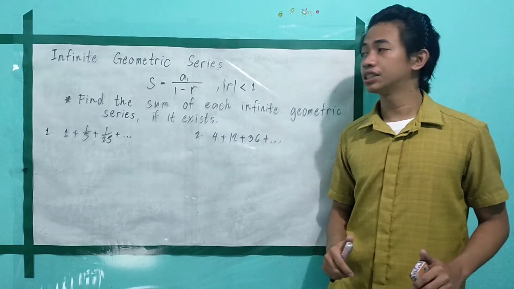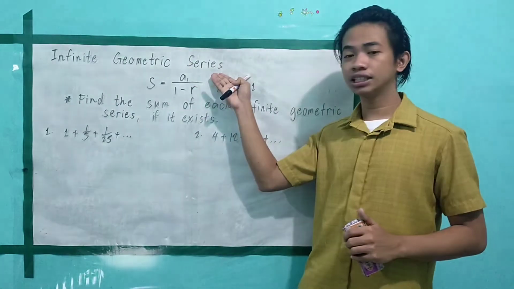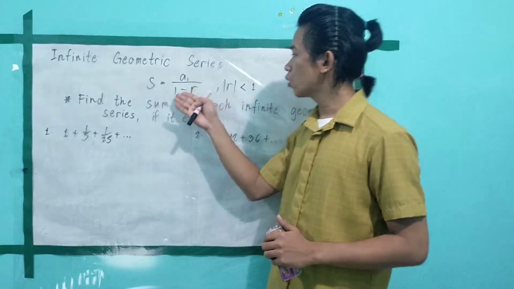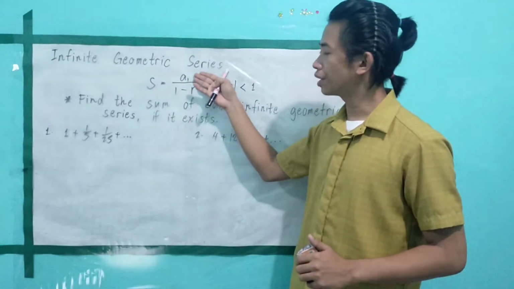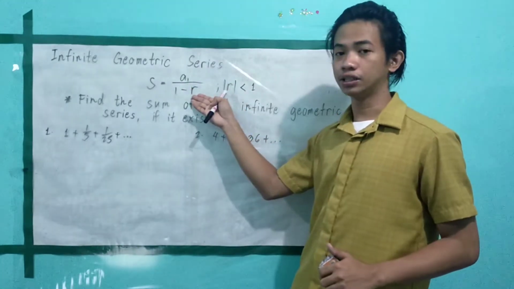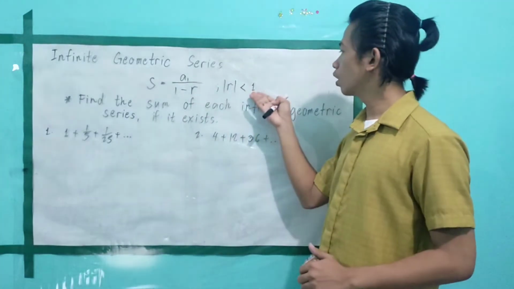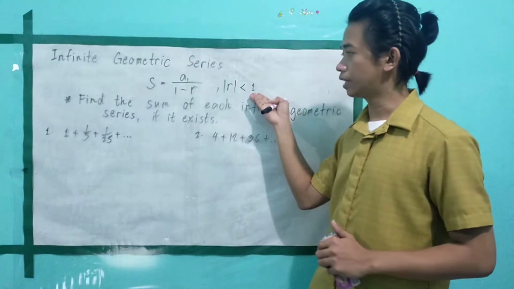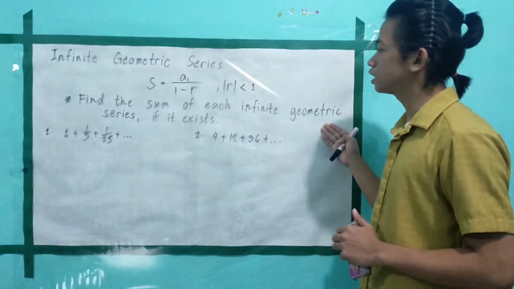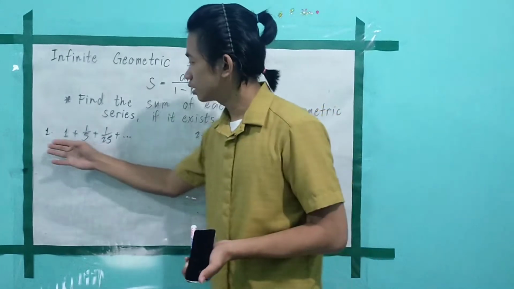Under geometric series, there is what we call the infinite geometric series. An infinite geometric series is denoted by the formula S is equal to A sub 1 all over 1 minus R, where A sub 1 is the first term and R is the common ratio. There is a condition that the absolute value of R must be less than 1. Let's consider this given problem: find the sum of the infinite geometric series if it exists. Okay?